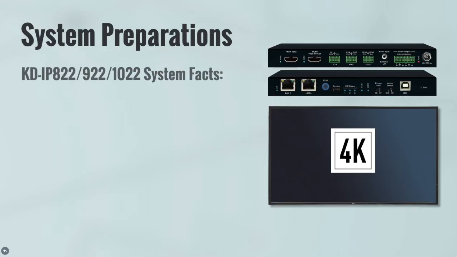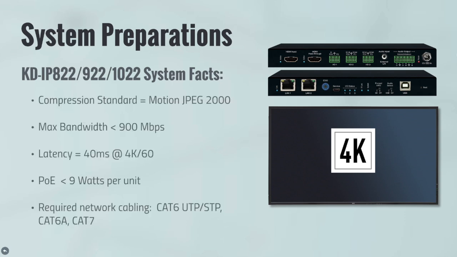So, system preparations. This applies to all 3 versions of our encoders and decoders, our KD IP 822, 922, or 1022. These run with a compression standard of Motion JPEG 2000, maximum bandwidth less than 900 megabits per second, latency equals 40 milliseconds at 4K 60, and then it's PoE, so no power supply is necessary out in the field. It gets all its power from the managed gigabit switch, and the required network cabling is Cat 6 and above. No Cat 5, please. It does not require it to be Cat 6 shielded, unless of course you're running close to some electrical circuitry that may cause interference, but Cat 6 and above is acceptable.